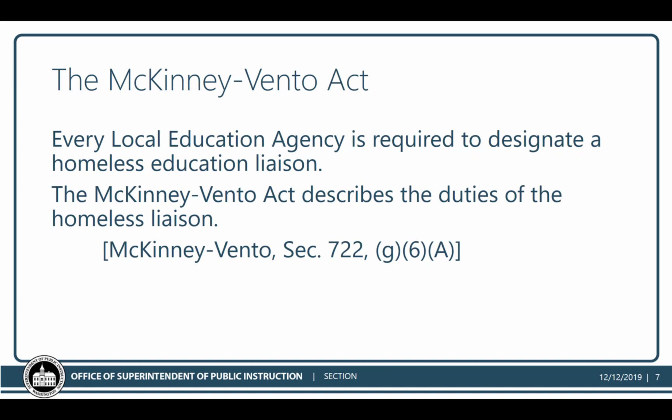The McKinney-Vento Act requires school districts to designate a homeless education liaison to carry out the duties described in the Act, including identification, enrollment, access to all school district courses and activities, referrals for health care, housing, and other services, the mediation of disputes, providing information about the rights of homeless children and youth, including transportation to and from the school of origin, and other duties.